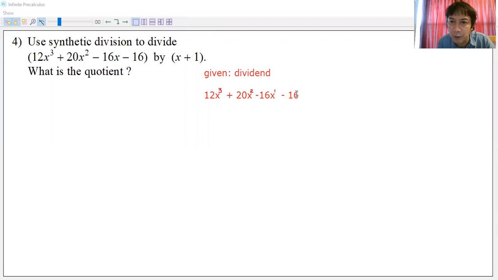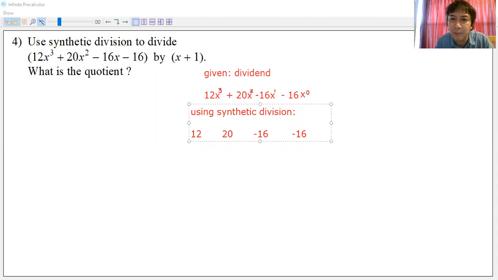So if you're going to include that, that's x to the 0. So it's 3, 2, 1, 0. And then you're going to make use of the coefficients. This is now the synthetic division part. We're going to enumerate the coefficients. For the x cubed, it's 12. For the x squared, it's 20. For the x to the 1, it's negative 16. For the x to the 0, it's negative 16.